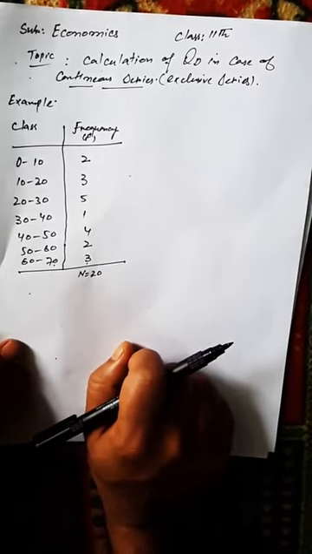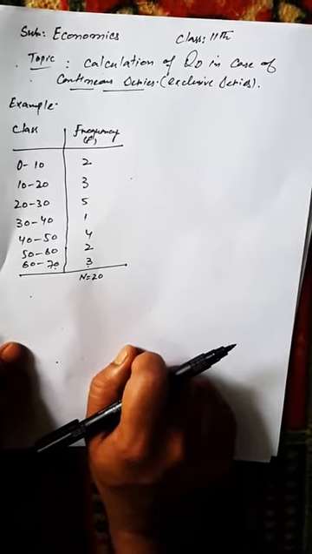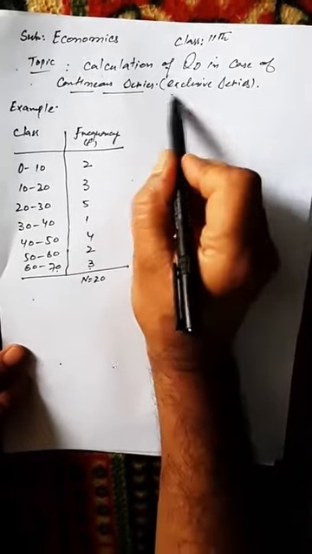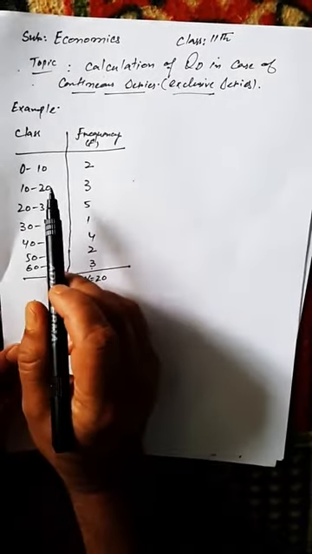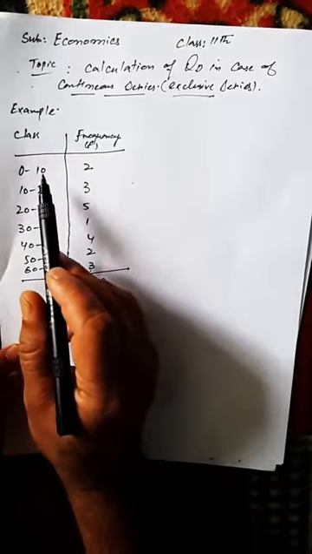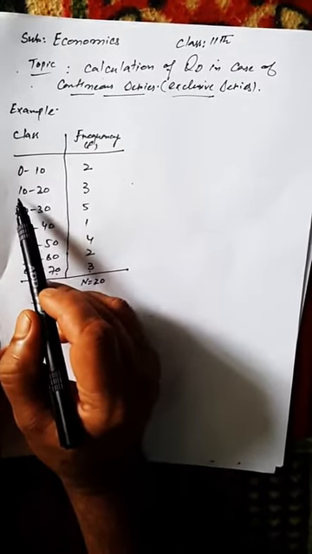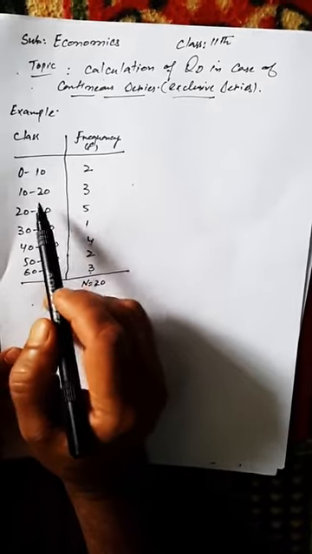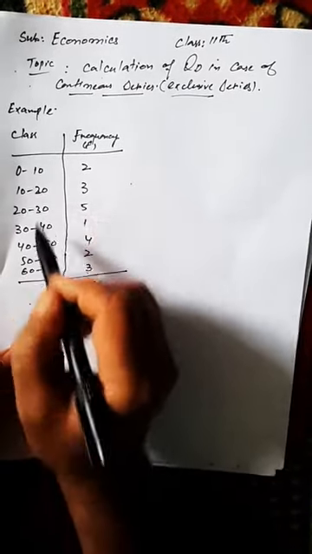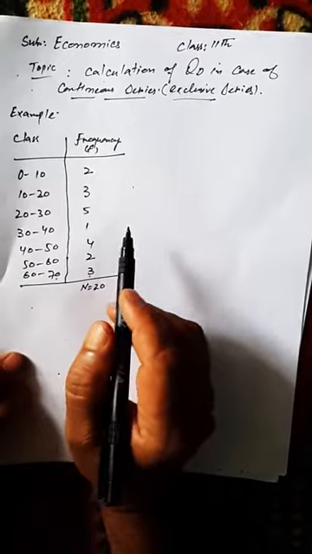Today our topic is the calculation of quartile deviation in case of continuous series, but exclusive series. As you know, what is an exclusive series? Exclusive series is where the upper limit repeats, that is 0 to 10, 10 repeats here in the lower limit also. In the other case, 10 to 20, 20 to 30, 30 to 40, 40 to 50. This is the exclusive series.